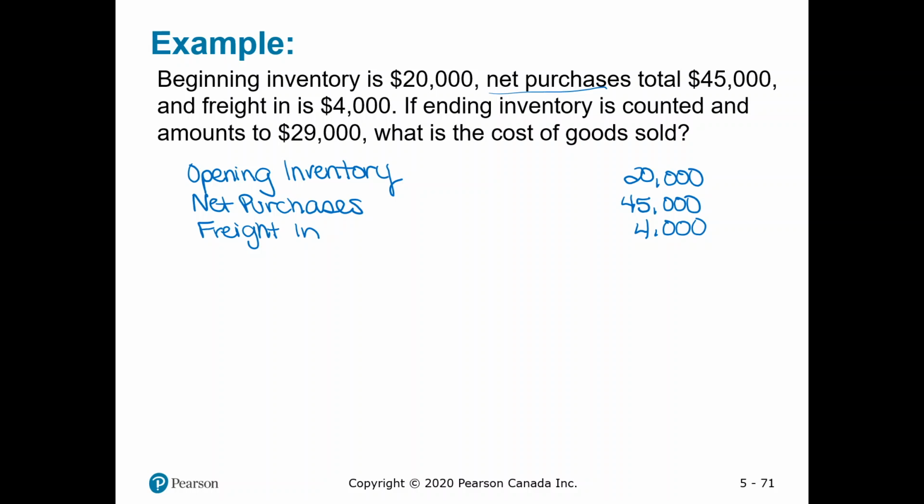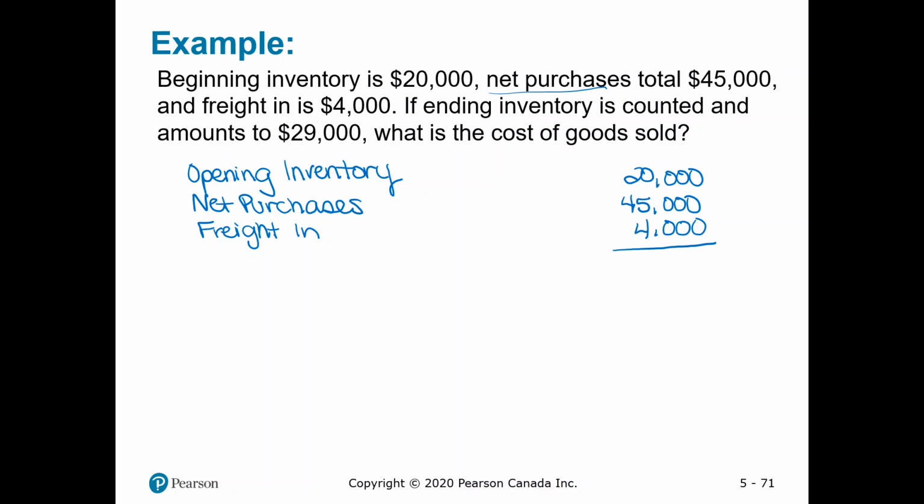Now again, just a reminder, freight in is a part of cost of goods sold. If a question also gave you freight out and told you to calculate cost of goods sold, it would not be included in the calculation because freight out is an operating expense that would come later. It's not part of the cost of inventory.